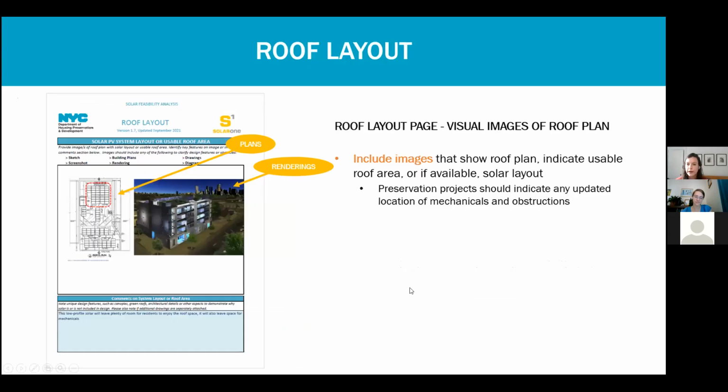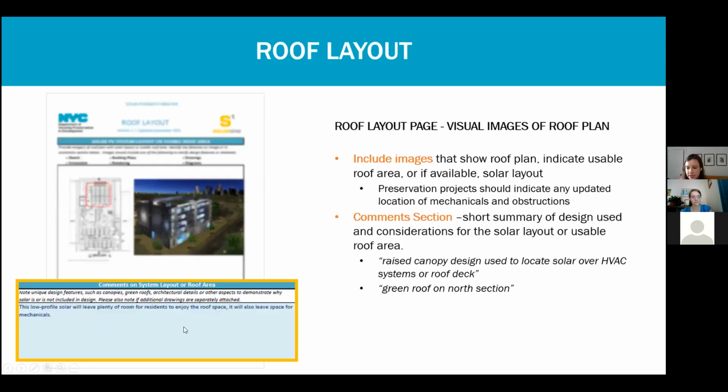This is the final required inputs page. This is the roof layout page, and this is where you should include any images that show the roof layout or plan, and indicating either usable roof area or showing the solar installation if you have one planned. And it's very important, especially for preservation projects, to give us an updated roof plan of what the roof is going to look like. If there are new mechanicals or different locations of bulkheads, we can really see where there's area available for solar.